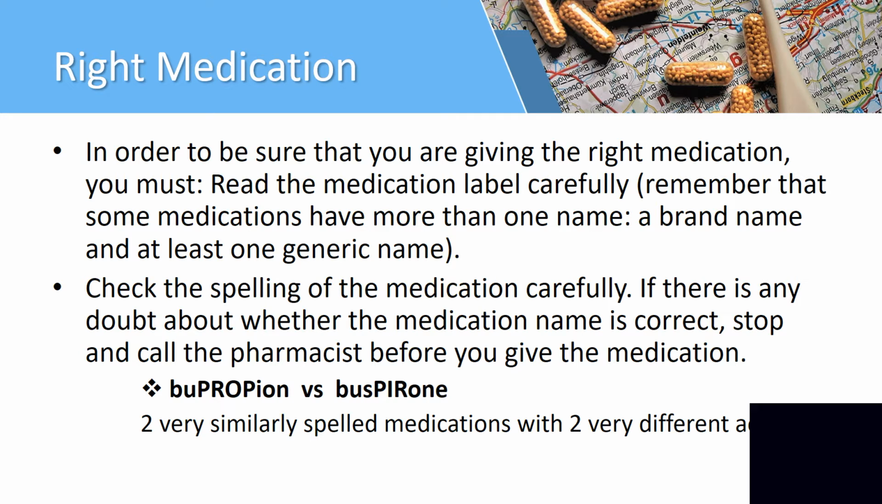The right medication. In order to be sure that you are giving the correct medication, you must read the medication label correctly. Remember that most medications have more than one name, a brand name, and at least one generic name. Check the spelling of the medication carefully. If there is any doubt whether the medication name is correct, stop what you're doing and call the pharmacist before you give the medication to your patient. These 2 medications are spelled very similarly, but have 2 very different actions, and it's easy to see how a mistake could happen very quickly.